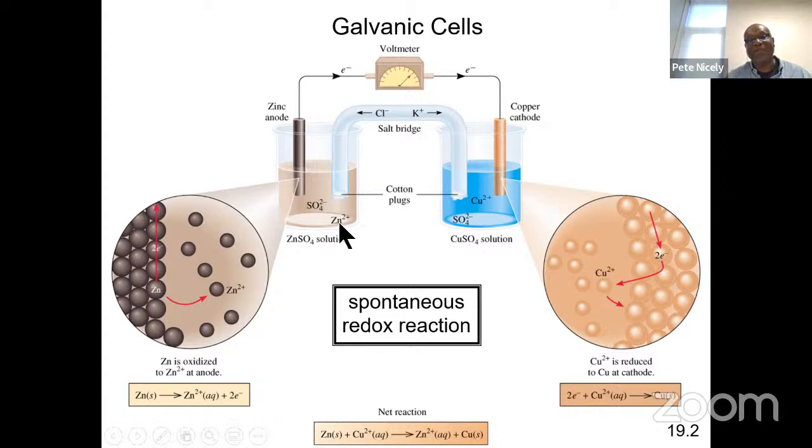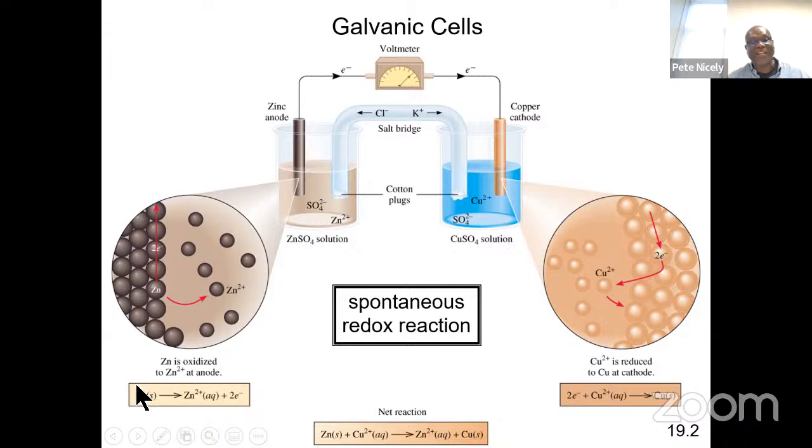So basically, you're going to have a redox reaction taking place where the oxidation is taking place in the beaker on the left, and the reduction is taking place in the beaker on the right, and the electron transfer is taking place as a result of the electrons being lost here, entering the external circuit, and ending up combining with the copper 2 plus to form the copper solid, right?